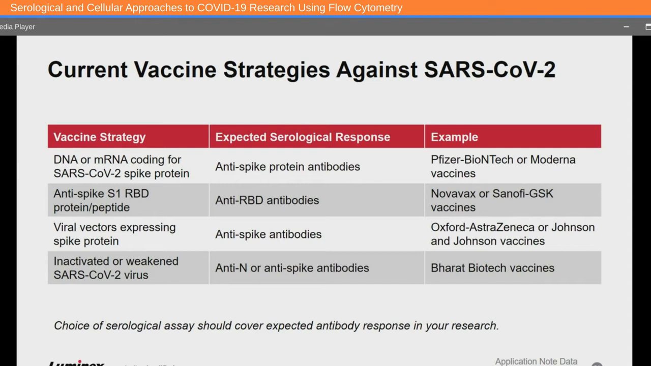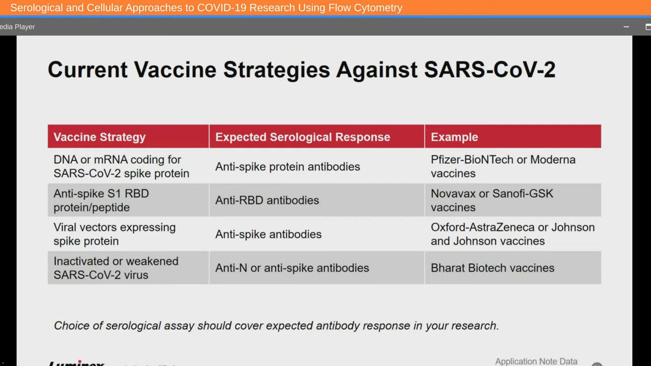The vaccine strategies today include DNA or mRNA coding for the SARS-CoV-2 spike protein. They also include protein or peptide-based approaches from the SARS-CoV-2 proteins, or they include engineered viruses, that is, viral vectors expressing, for example, the spike protein. There are also classic approaches like using inactivated or weakened SARS-CoV-2 virus. So as people choose the best assay to study samples from vaccinated donors, they need to look at the vaccine type and the antigens to which they would expect to see an antibody response.